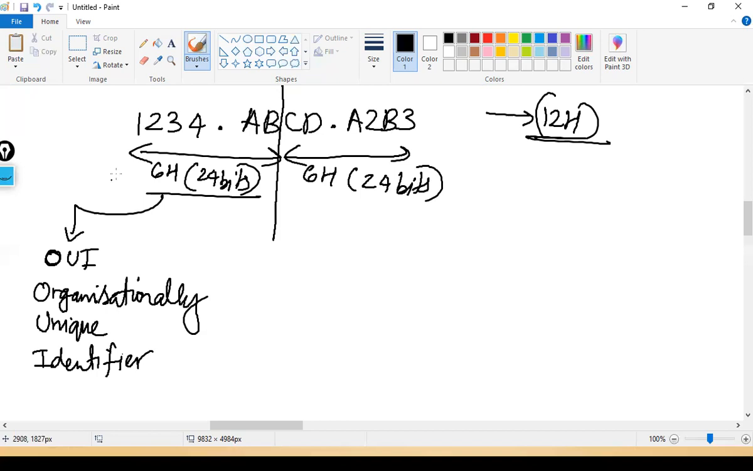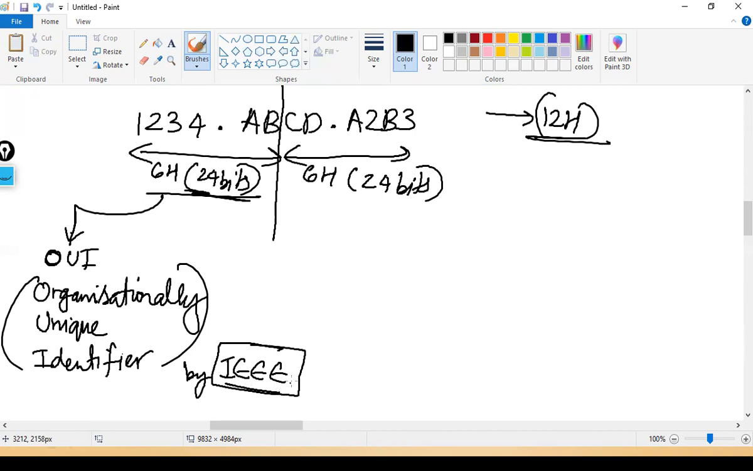Okay. So the first 24 bits is called OUI, Organizationally Unique Identifier, and it is provided by IEEE. It's an international organization, I suppose it's the Institute of Electrical and Electronics Engineers, right? Yeah, whatever. IEEE. You might have studied about IEEE, some papers and all, right? In the BTech, right? So this is an international organization for electrical and electronic engineers.